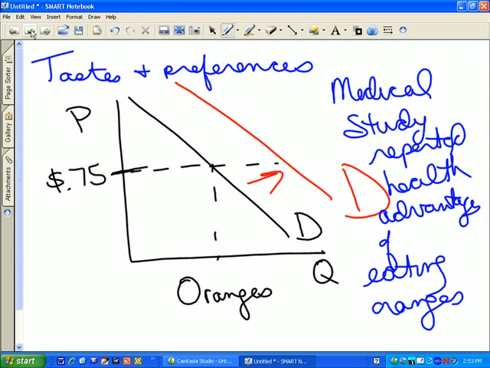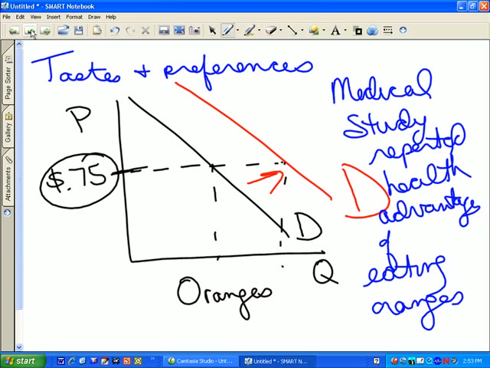Realize the price has stayed the same. At the same price, we are now willing to buy a larger quantity. That's what we mean by an increase in the demand. The price of the orange has stayed the same, but the quantity has gone up.